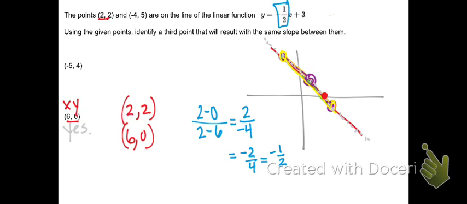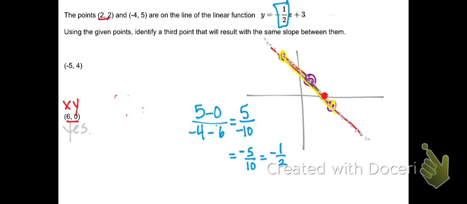And if we test out other points as well, if we do (6, 0) and (-4, 5), we would also see that the slope is -1/2. So we can conclude that this point, (6, 0), is a solution to this equation, and if I measure the slope between this point and this point, or the (6, 0) and this point, it gives us that same slope of -1/2.